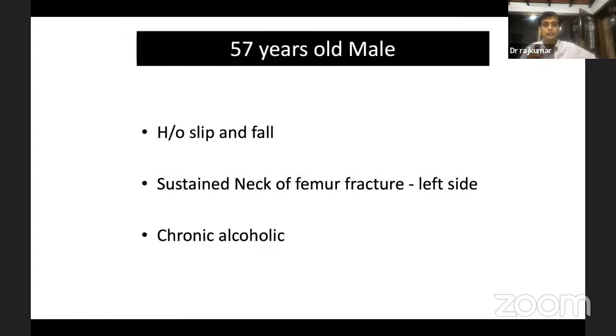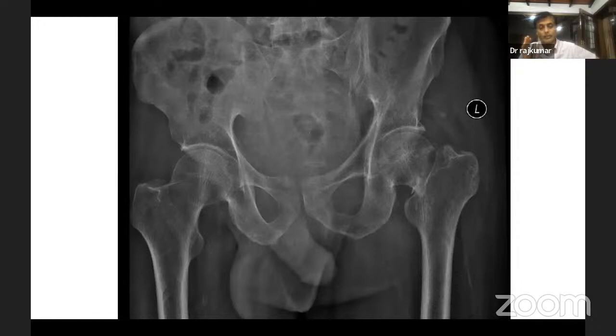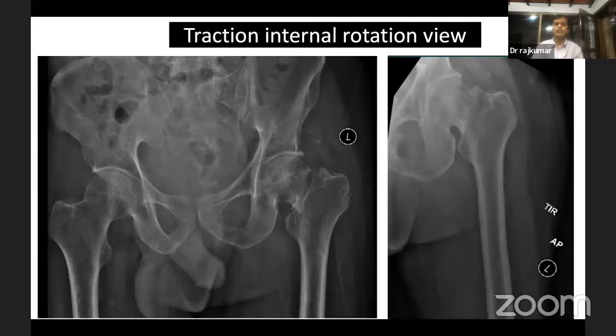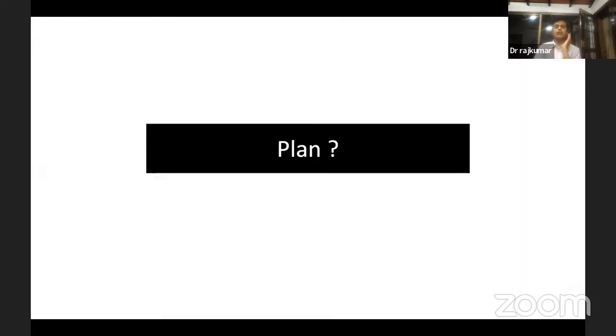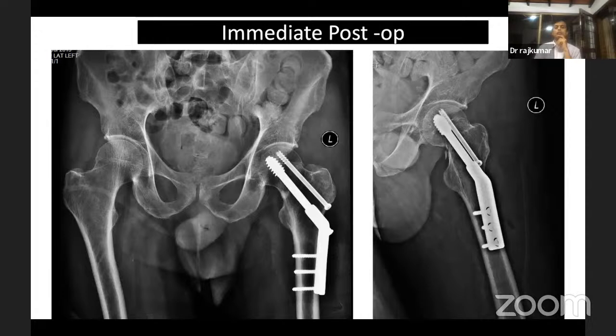57-year-old, neck of femur fracture, left side, chronic alcoholic, had a slip and fall. Look at the fracture pattern here, how vertical it is. And where is the fracture? The fracture is almost basal, near the trochanter. It's almost like a trochanteric fracture. So what is the best implant here? Any further investigations? Yes, you need a traction internal rotation view. Look at the traction internal rotation view, so vertical. So in these kinds of fractures, what should be your treatment of choice?